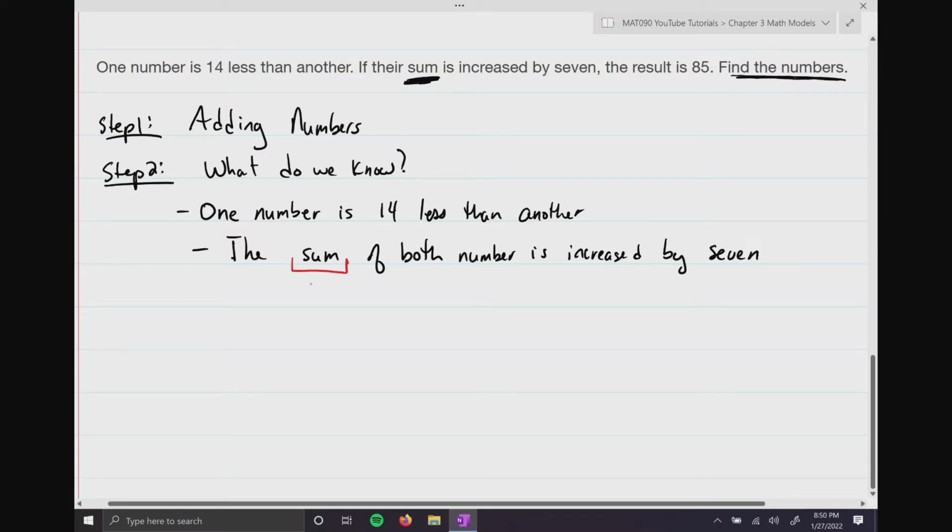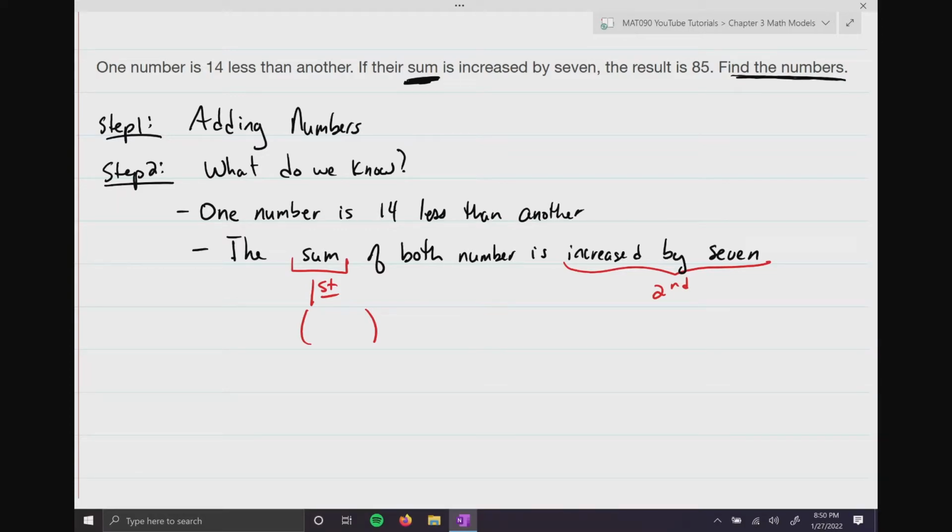is find the sum. Then the second thing you need to do is increase it by 7, which means in order for me to force somebody to do something first, I got to use parentheses, because remember, the order of operation says you do things inside parentheses first. So with this one statement right here, the sum of both numbers is increased by 7.